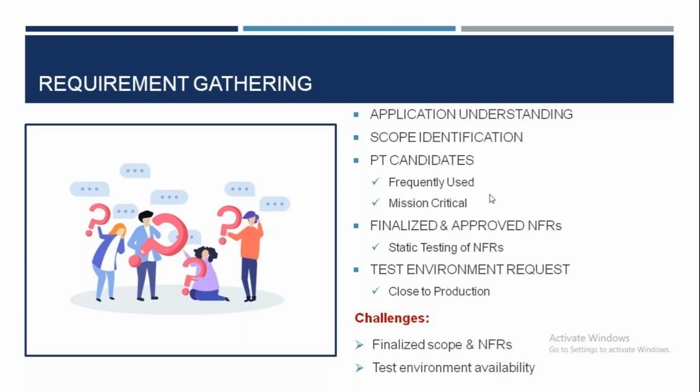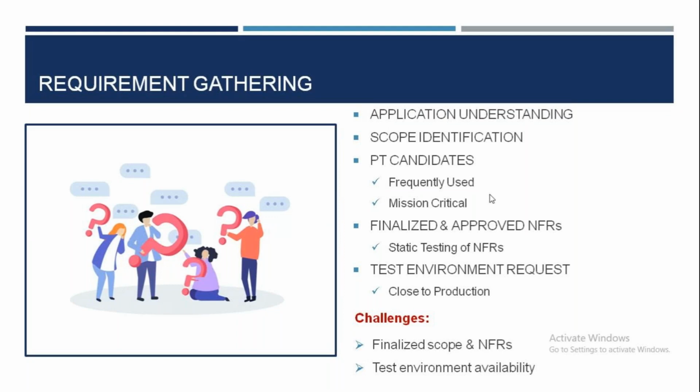Okay, the major challenge is that many times it is difficult to get the finalized scope. Many times it is difficult to get the finalized NFRs from the project. Because many times people want to delay the approval process, because once you approve, you are now accountable, right? If the project manager or the business user or the solution architect has approved and later something doesn't go right, the accountability comes to them, right? So it is difficult many times to get the finalized scope, finalized NFRs.